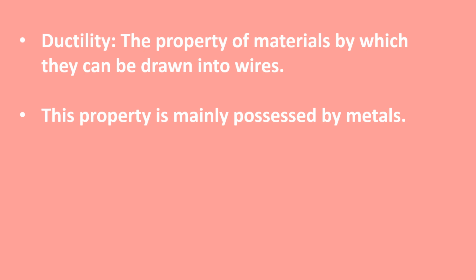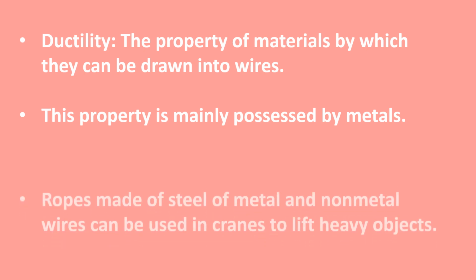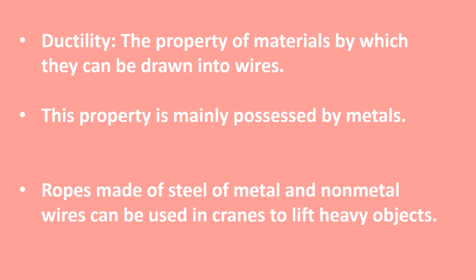Which property? Ductility. What is ductility? When any material is drawn into wire, it is called ductility, and basically all metals have this property. Ropes made of steel, of metal and non-metal wires, can be used in cranes to lift heavy objects. Steel is made up of a metal and a non-metal, and these wires are so strong that they are used in cranes to lift heavy objects.